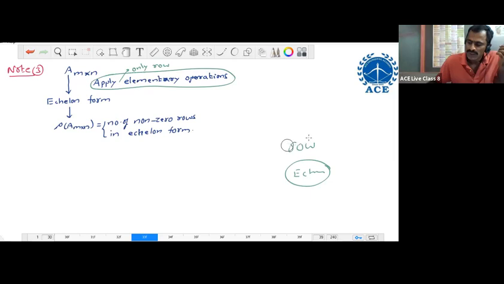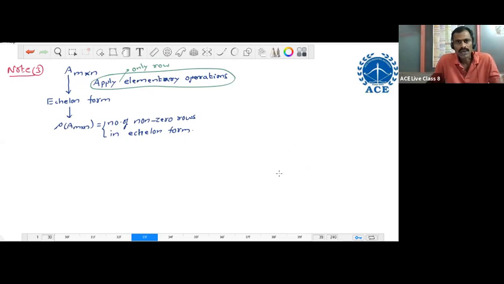Now, by taking one matrix, I will show you how to reduce the matrix into echelon form. Later, we'll take a break. After the break, we will continue this topic. So within 2 or 3 minutes, we'll take a break.